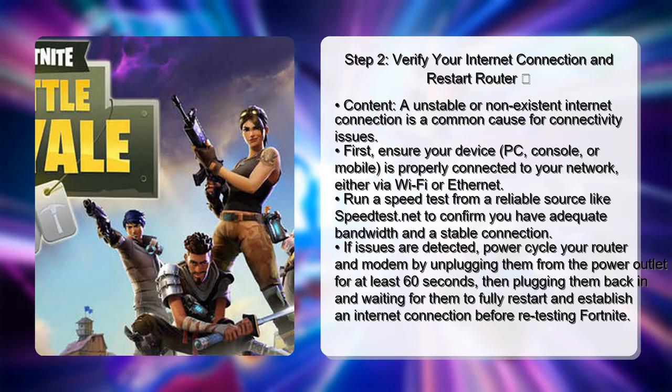Step 2: verify your internet connection and restart your router. An unstable or non-existent internet connection is a common cause for connectivity issues. First, ensure your device, console, or mobile is properly connected to your network, either via Wi-Fi or Ethernet. Run a speed test from a reliable source like Speedtest to confirm you have adequate bandwidth and a stable connection. If issues are detected, power cycle your router and modem by unplugging them from the power outlet for at least 60 seconds. Then plug them back in and wait for them to fully restart and establish an internet connection before retesting Fortnite.